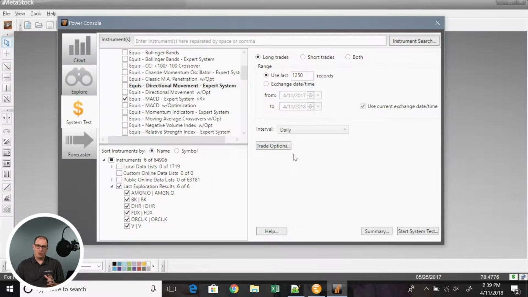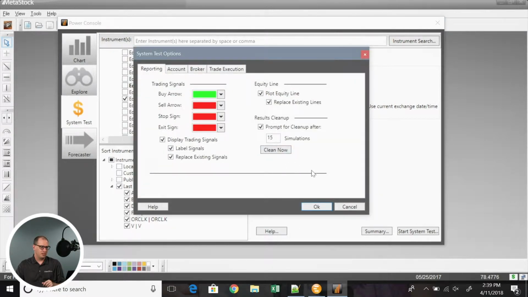Now, there's a few other options we can set. So click this trade options here, and you have 4 tabs to go through. The first one, leave it alone. I don't recommend changing anything. This is just basically if you plot information on the chart, this tells it the colors, and if you want to plot the equity line, things like that. I recommend just leaving this alone. There's really not a lot I would customize here.